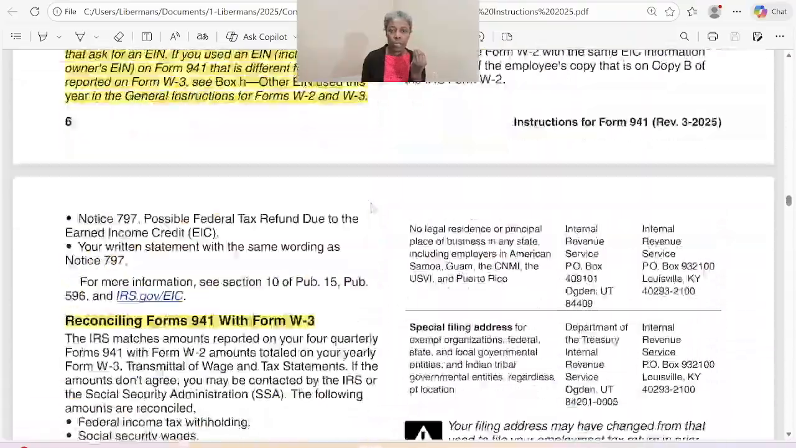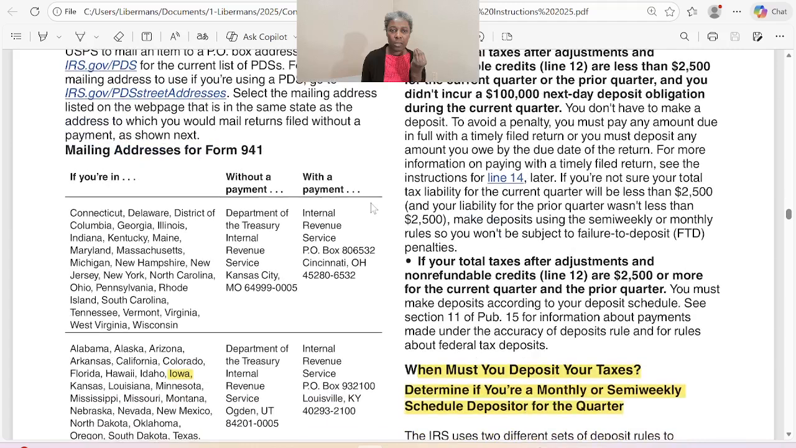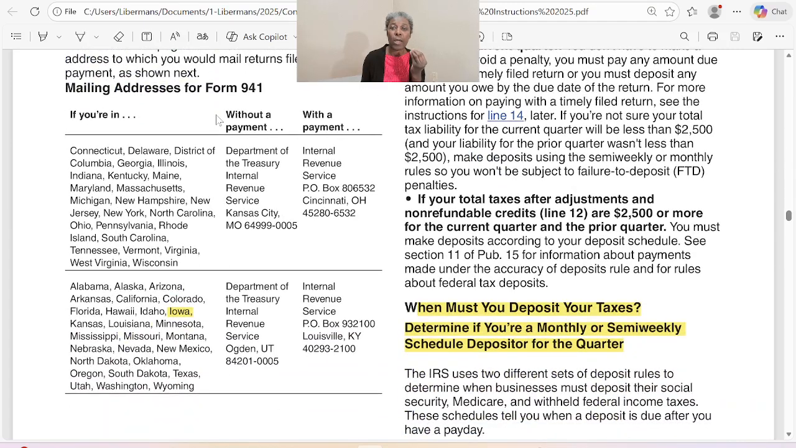So we are going to continue to see if we can find that, and that will be here. Because you are not going to complete the voucher, there is no payment to add to the form. You are going to use the address from column 2 corresponding to your state in column 1. So you have to locate your state. In this instance, we locate Iowa here, and since we are not going to complete the voucher because we made the deposit already, we are going to use the address without a payment.